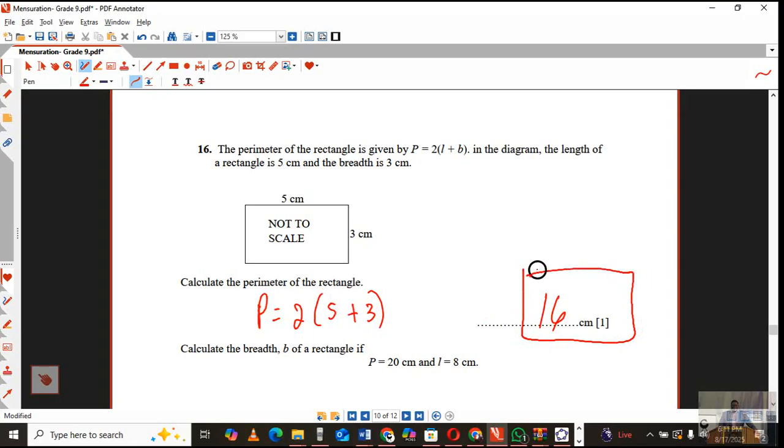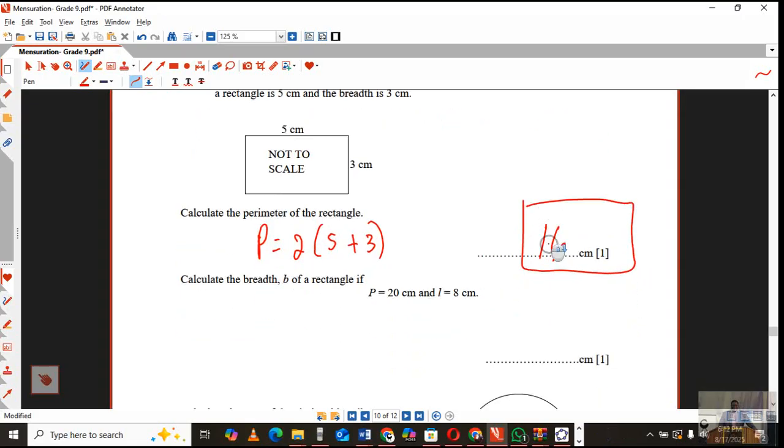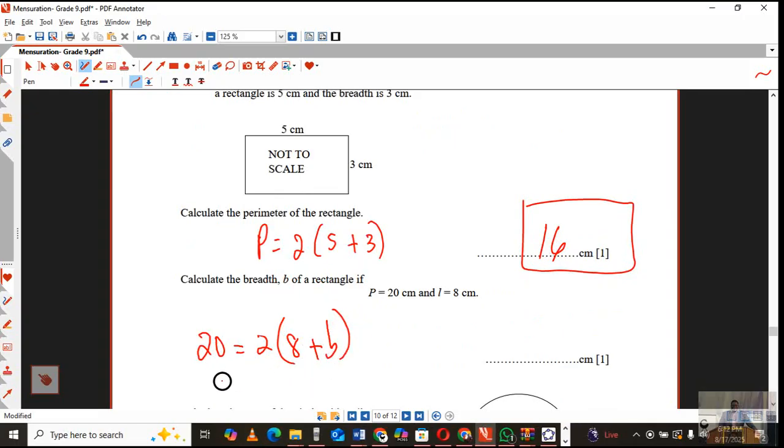16 centimeters. Calculate, now they're giving you the breadth of a rectangle. They say the perimeter is 20. And the length is 8. And you have to find the breadth. Okay? Right, half of 20 is 10.